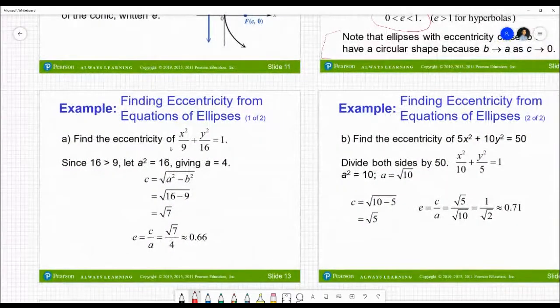All right, so find the eccentricity of this ellipse. Here, E is equal to C over A. We already have A here. Remember, A is always the larger one. B is the smaller one. So this is 3, 4. To find C, take the square root of A squared minus B squared. So we get the square root of 7. So C divided by A, square root of 7 over 4, which is about 0.6.